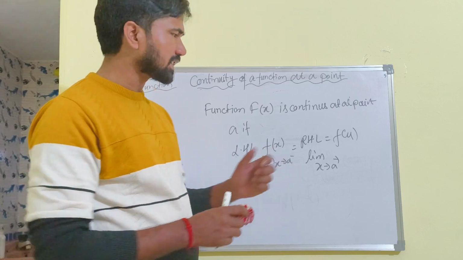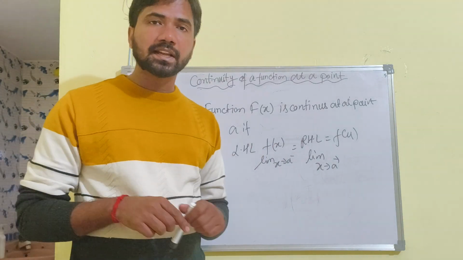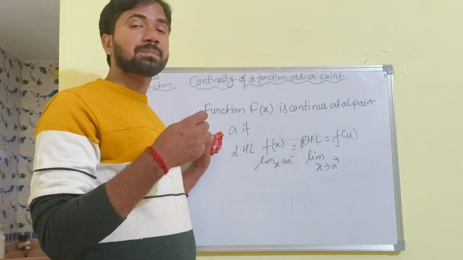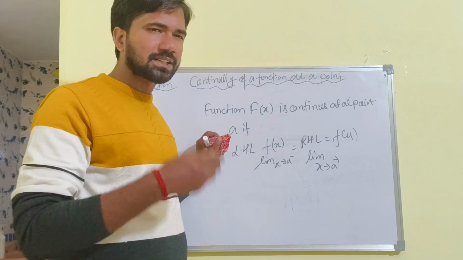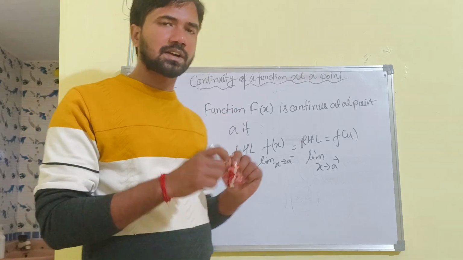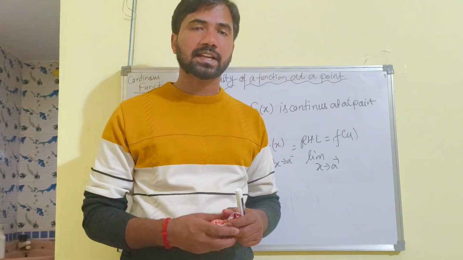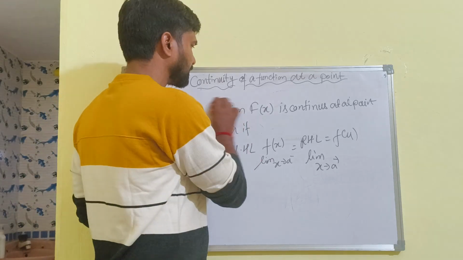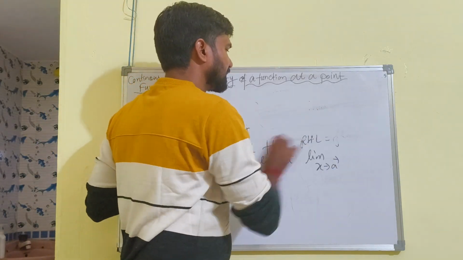So let's draw some graphs. It will be more clear. This covers the total possibilities of what can happen, which types of discontinuity there can be. If you draw the graph, it will be either discontinuous or continuous. How can it be? Let's draw the graph and see.